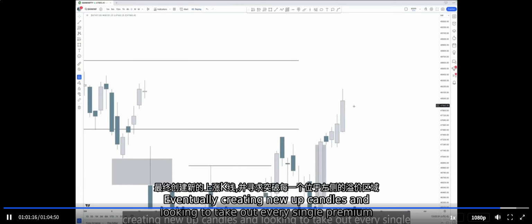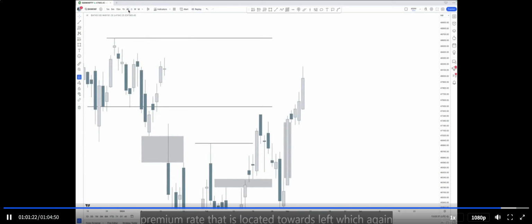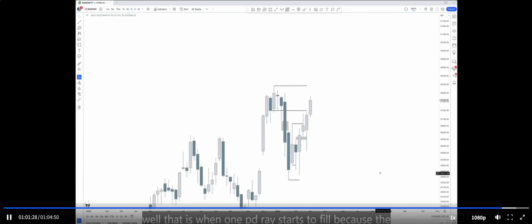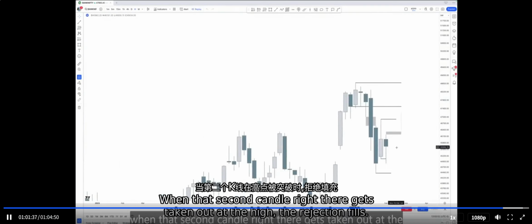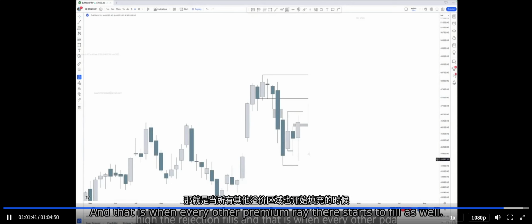Eventually creating new up candles and looking to take out every single premium array that is located towards the left. Which again creates overall that dominoes effect like we mentioned. That is when one PD array starts to fill because the rejection fills. When that second candle right there gets taken out at the high, the rejection fills, and that is when every other PD array starts to fill as well.